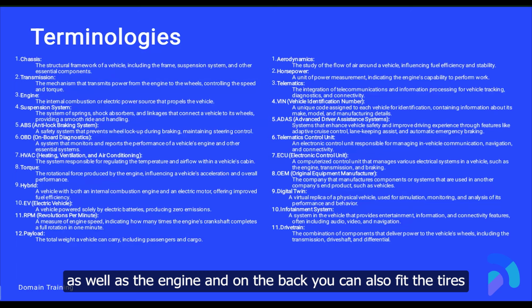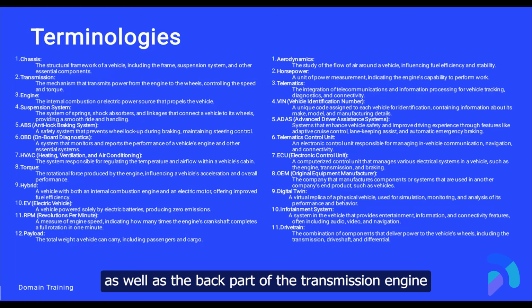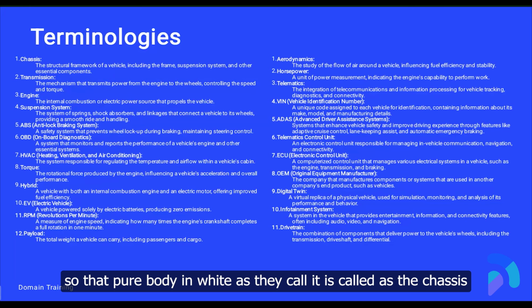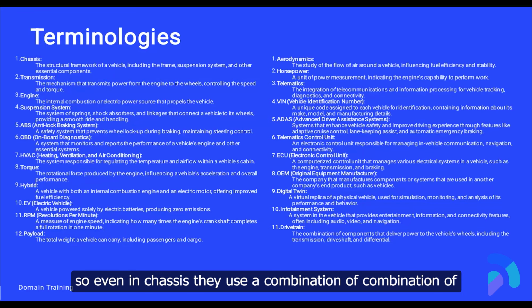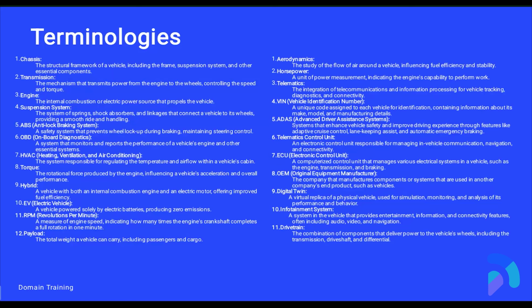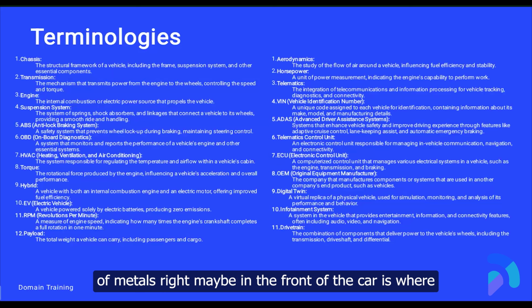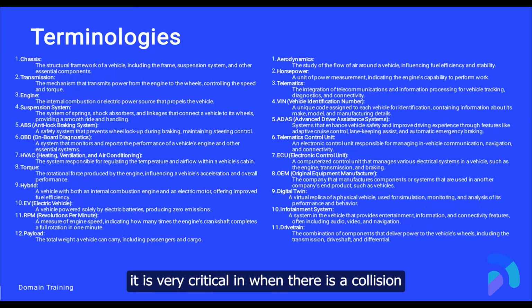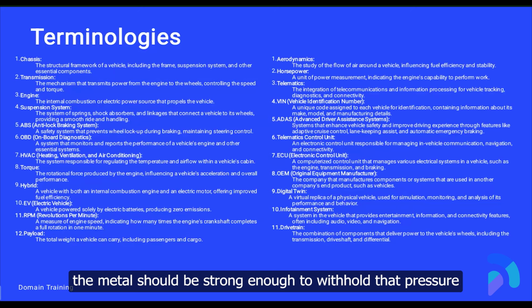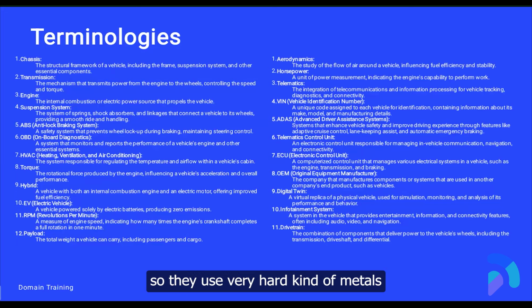And on the back you can also fit the tires as well as the back part of the transmission engine. So that pure body in white, as they call it, is called the chassis. Even in the chassis, they use a combination of metals. Maybe the front of the car is very critical when there is a collision. The metal should be strong enough to withstand that pressure.